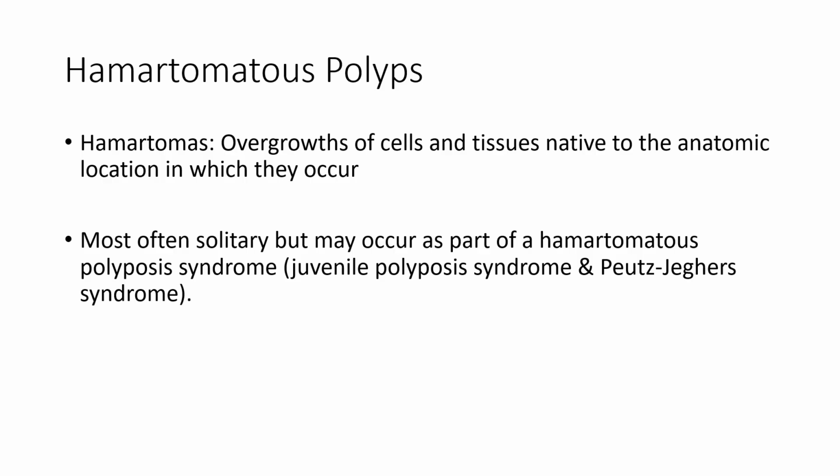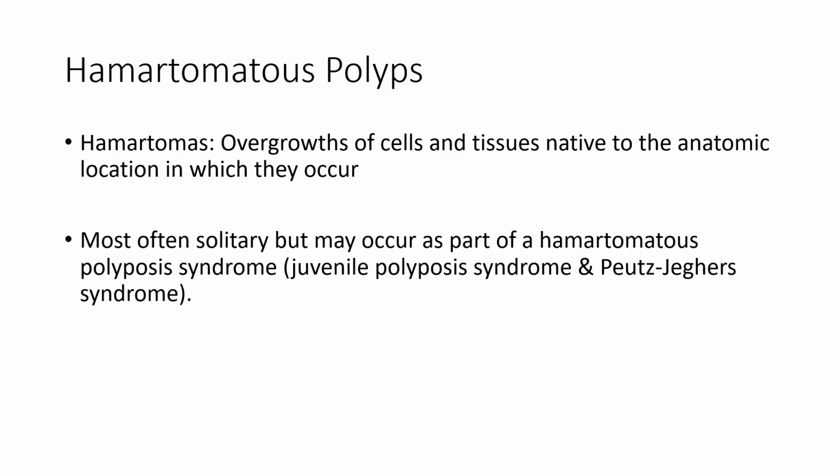Hamartomas are most often solitary, but they can be multiple, and when they are solitary, they are usually due to sporadic causes. When they are multiple, you should make sure that the patient does not have a hamartomatous polyposis syndrome, because some of these hamartomatous polyposis syndromes are associated with increased cancer risk, either within the polyp or at other intestinal site or at extraintestinal site.